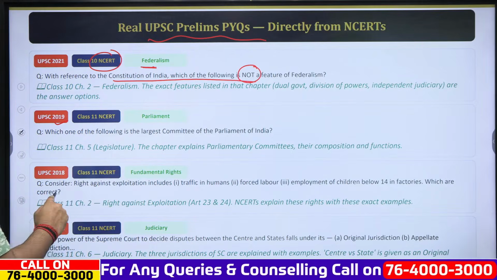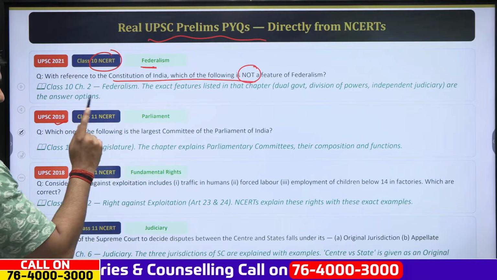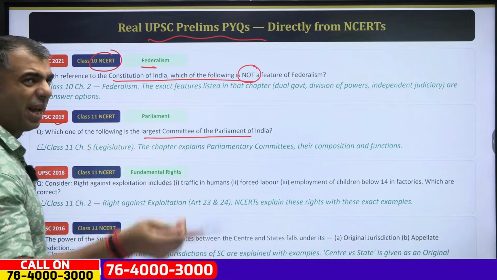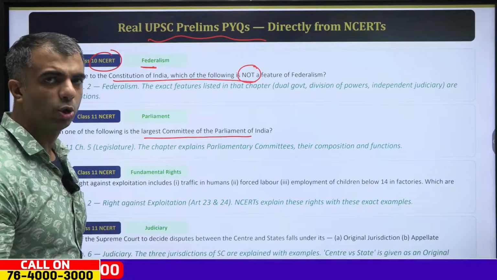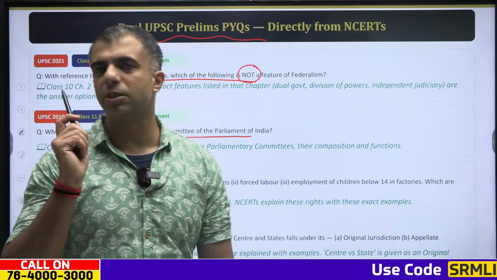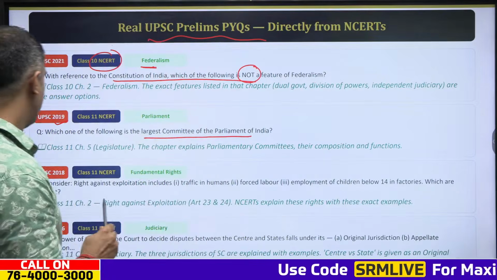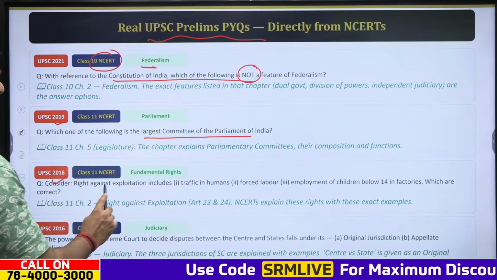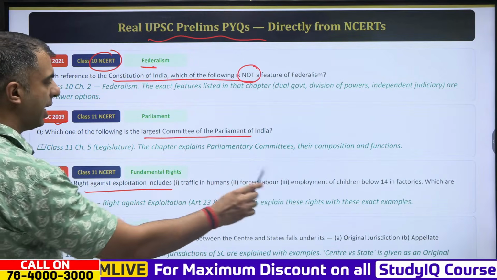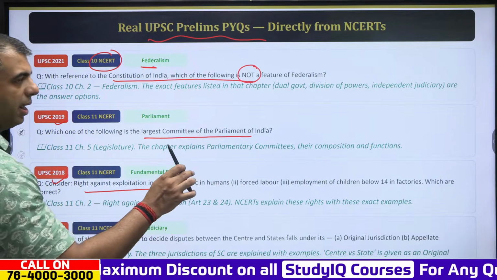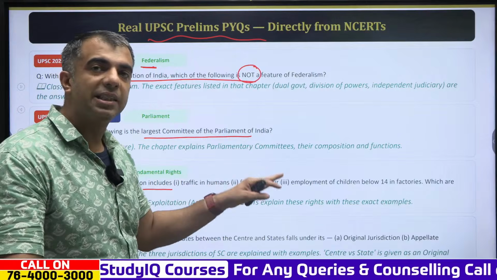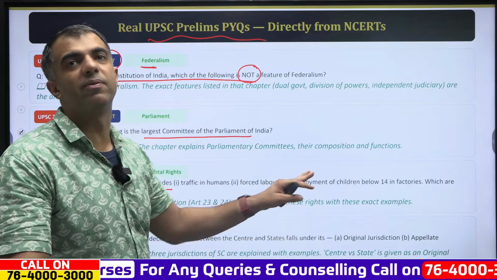Again in 2019, the question asked was, which one of the following is the largest committee of Parliament of India? So the making of the constitution has always been a good topic. The making of the constitution and the introduction to the constitution have been asked many times in the exam. Then in 2018, they asked about the right against exploitation. The options that were mentioned were explained in the NCERT with relevant examples, and the exact examples were asked in the exam.